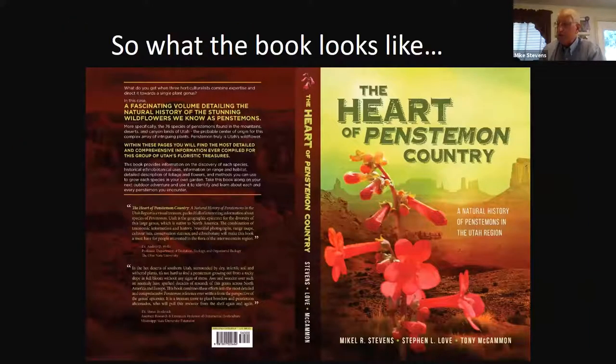This is what the book looks like. It's a beautiful cover. I had a fellow from down there in St. George, actually our third author, Tony, who knew a fellow that did a wonderful book art cover for us. And so we worked with him. Otherwise, we'd never have got it because we've done this on a shoestring.